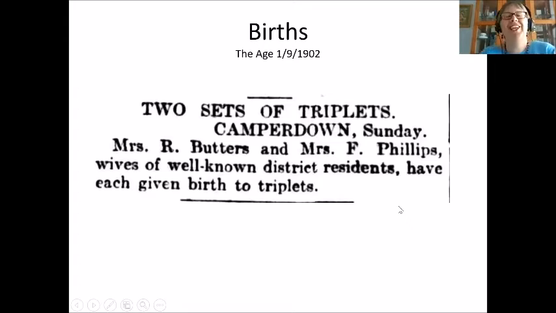This is another interesting report I came across about Mrs. Butters and Mrs. Phillips from Camperdown, who have both given birth to triplets. Well, it's quite unusual to give birth to triplets, so I can understand why in 1902 the Age reported this as an article of note. I don't know either of these two ladies, but the point is that if they were your ancestors or relatives, that's a great bit of family information to put into your family tree.